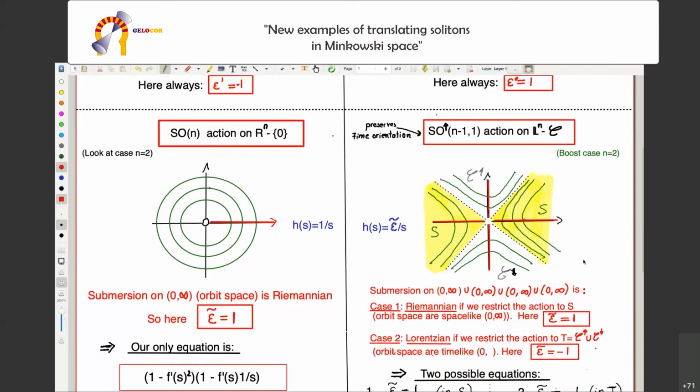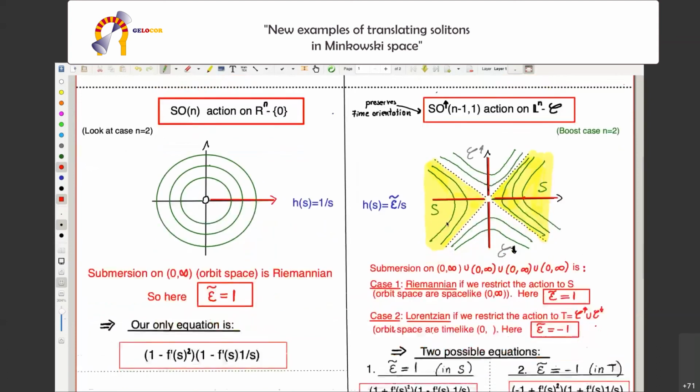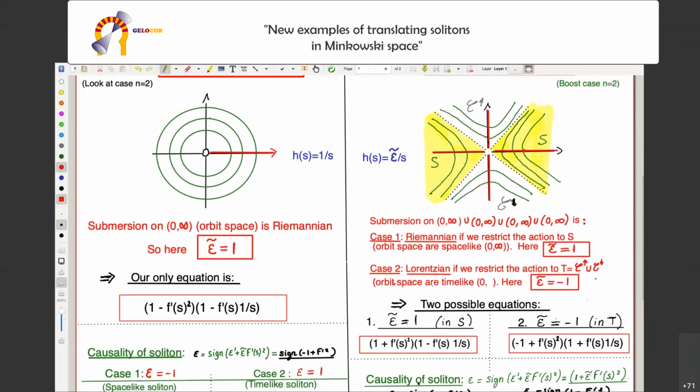And this time we have to differentiate between 2 cases: the Riemannian case, where we restrict the action to the Riemannian submersion here. So this is the yellow part, and here the submersion is Riemannian. So what we get is this equation here. And we have another possibility. If we restrict to the case where the submersion is Lorentzian, so we look at a time-like vector here, and a submersion, of course, the epsilon tilde is going to be -1, and we have this equation here, right?